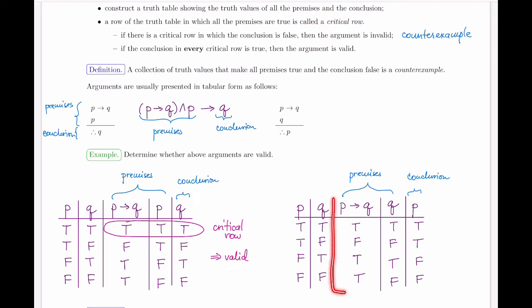So the rows where both of the premises are true. Can you spot which row or rows are those? Well, in the last case, I only had one critical row, but in this case, I actually have two of them. The premises are both true in this row, and they're also both true in this row. So I have myself here two critical rows, this one and this one. These are my critical rows.